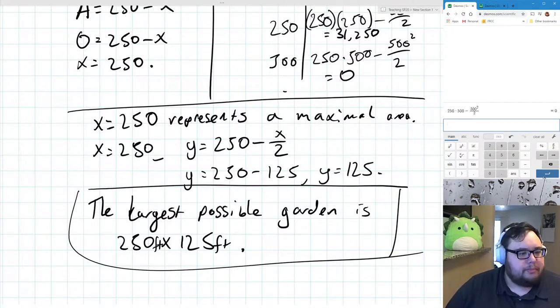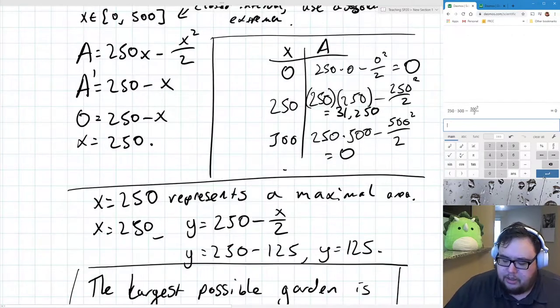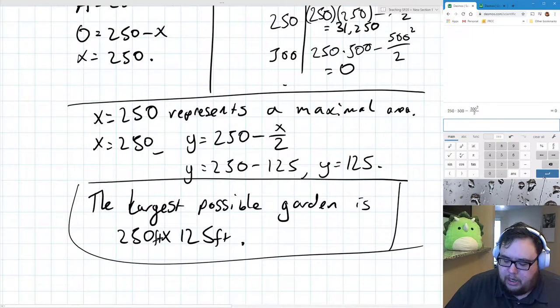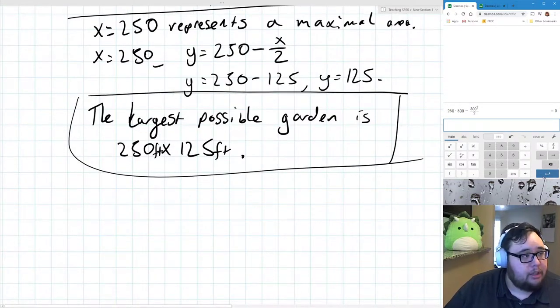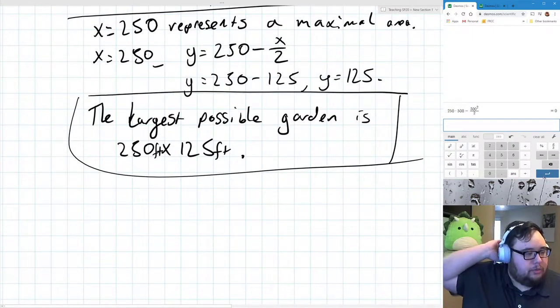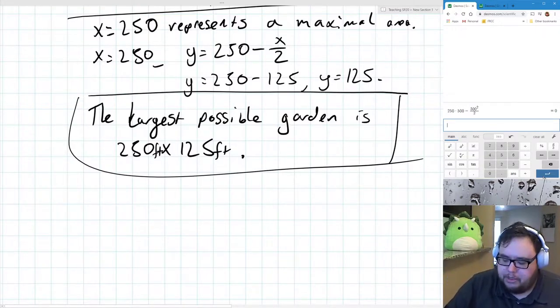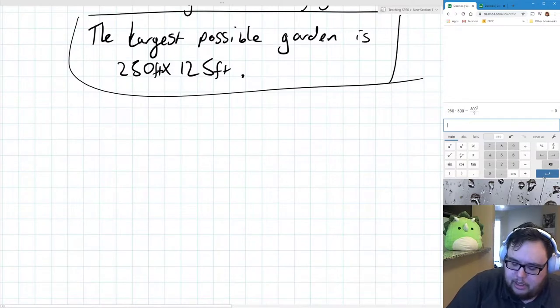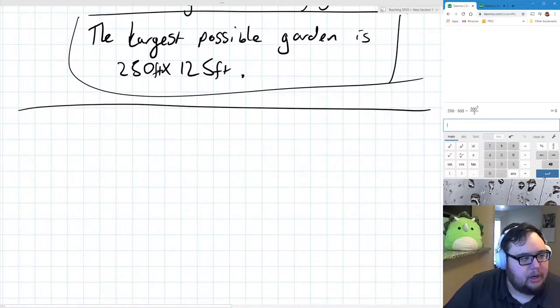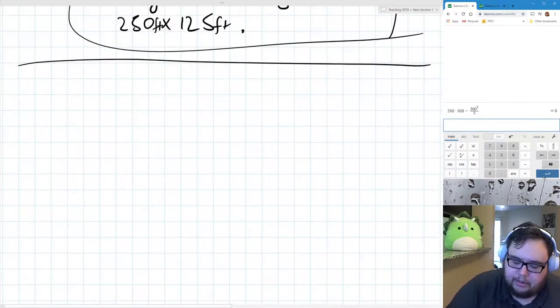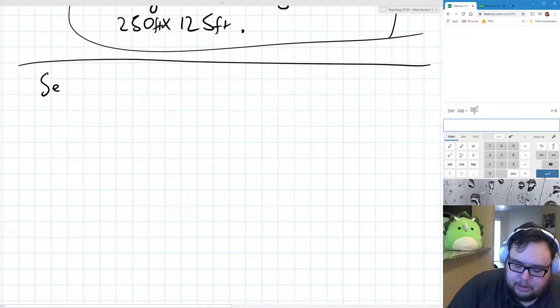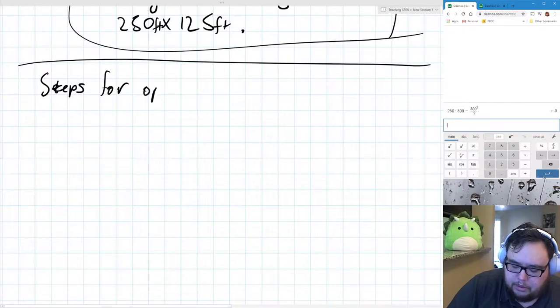And that's your first optimization problem. They get a lot harder than this, for what it's worth. This one is about as straightforward as optimization gets. So before I leave you with a problem set, I want to quickly walk through a set of steps for solving optimization problems. These are kind of loose steps, but they are a good framework to be working around. So, steps for optimization.